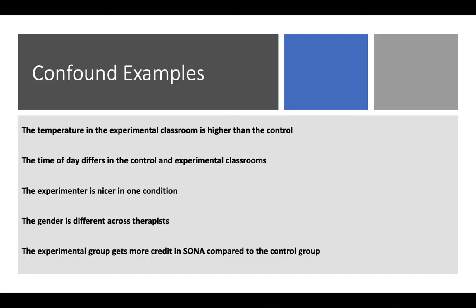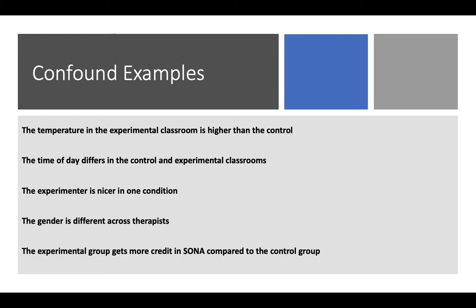So here are some examples of confounds. The temperature in the experimental classroom might be higher than the control. The time of day differs in the control and experimental classrooms. The experimenter may be nicer in one condition than the other. Perhaps the gender is different across therapists. Or the experimental group gets more credit in SONA compared to the control group. So you can see how each one of these things could cause our participants to react differently, right?